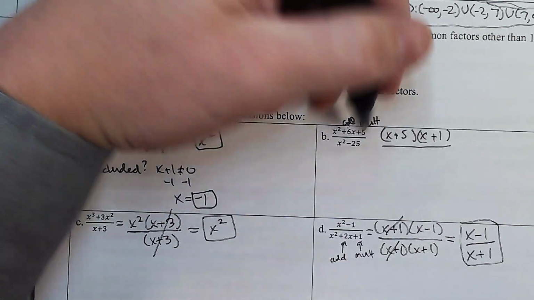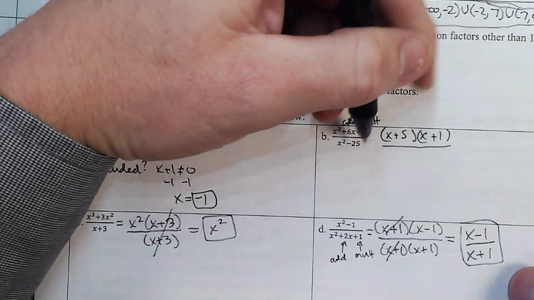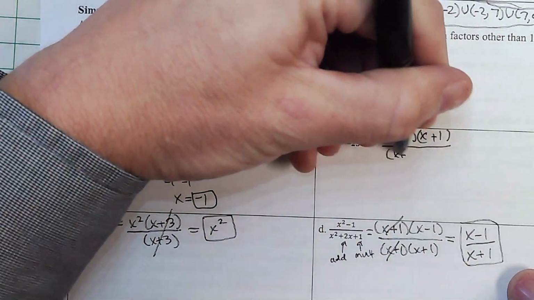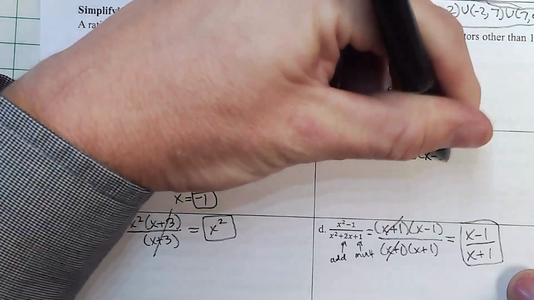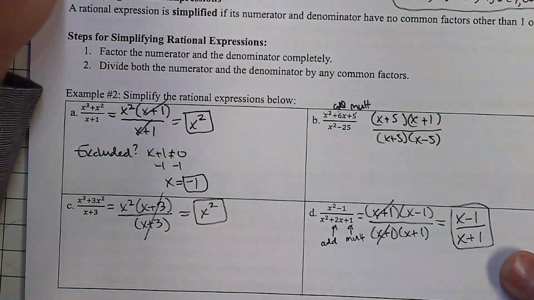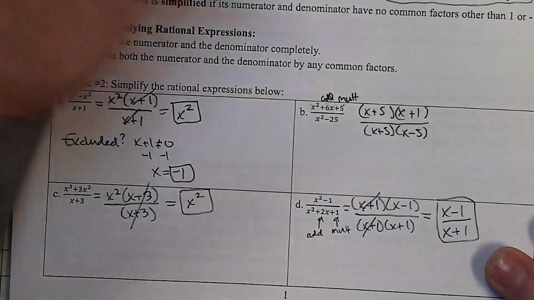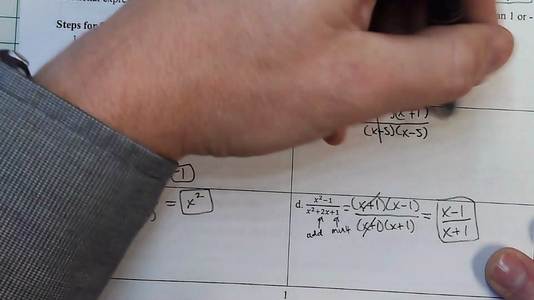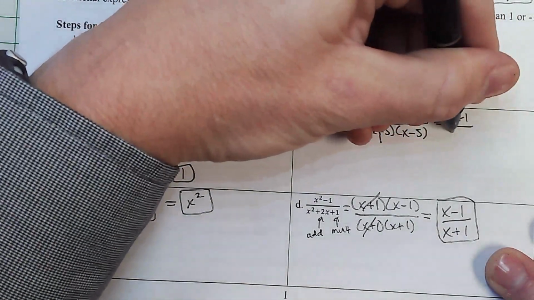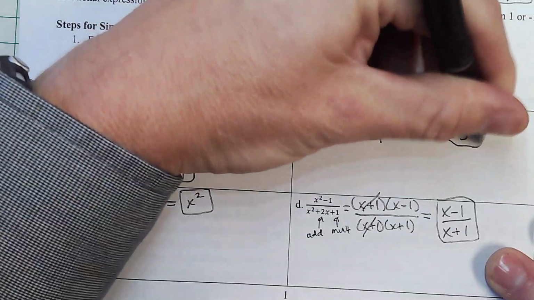Uh-oh, Kimber, property. Kimber, how does x squared minus 25 factor? Yes. Okay. Will anything cancel? Good. So we're left with x plus 1 divided by x minus 5.